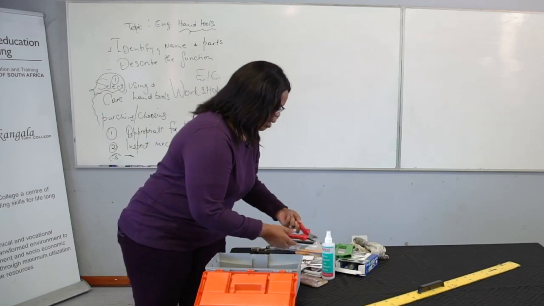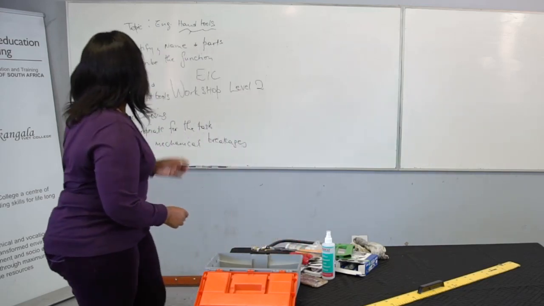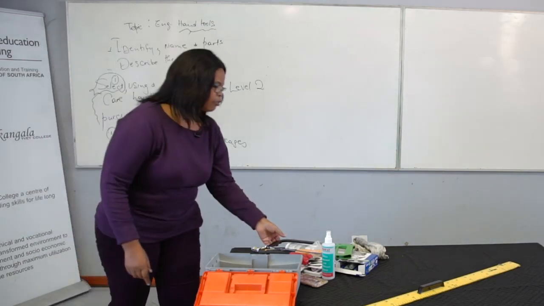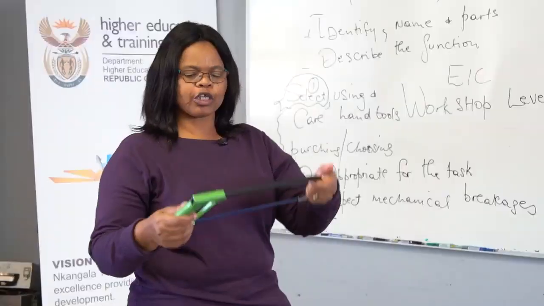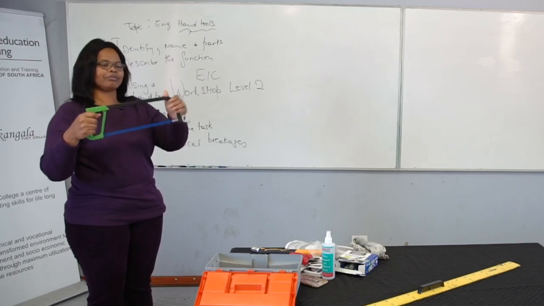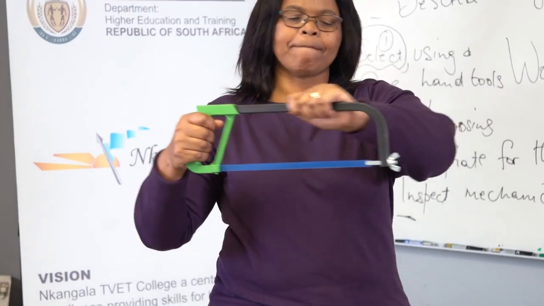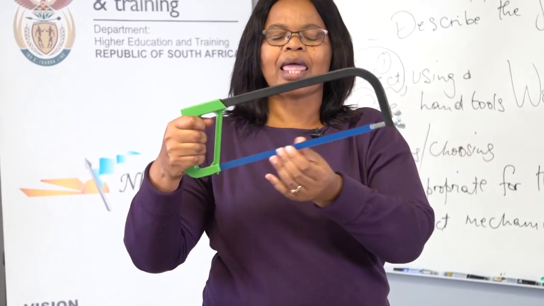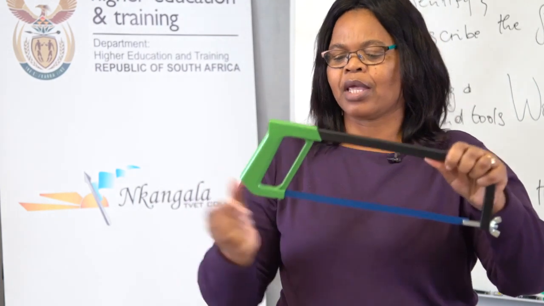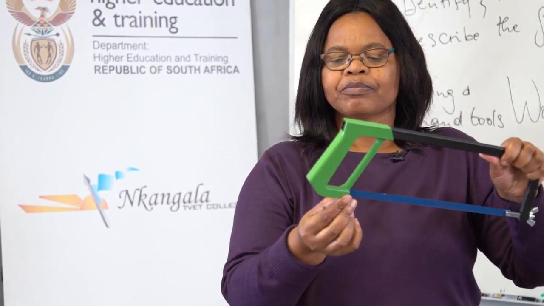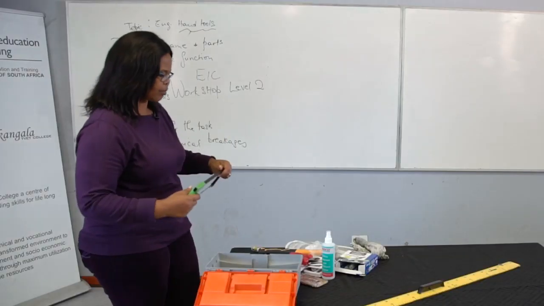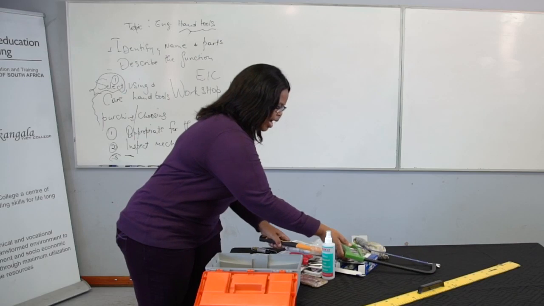To the tools that I'm identifying now, let me come to the parts. Let's look at the hacksaw. The hacksaw has got a handle. There's also a frame. This one is a blade. This one is a wing nut. And the blade, fixed blade holder, this one, it's holding the blade. So all of them have got parts.